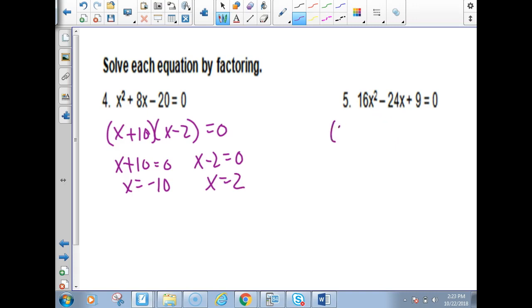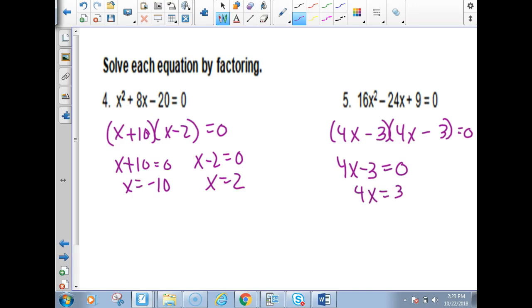This one factors to 4x minus 3 squared. It's a perfect square trinomial. 3 and 3, they're both negative. So you really only have one solution. This is a double root because there's 2 of the same factor. You would add 3, divide by 4, and get x equals 3/4. It is not plus or minus 3/4. This one would give you the same 0. So that's a double root. That means the parabola bounces at 3/4 on the x-axis.